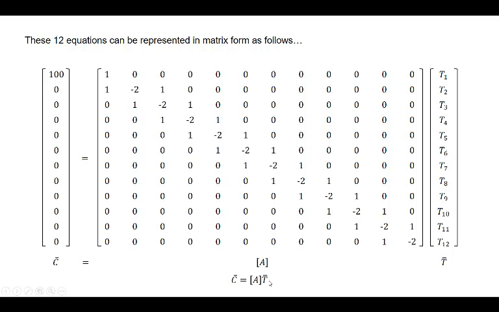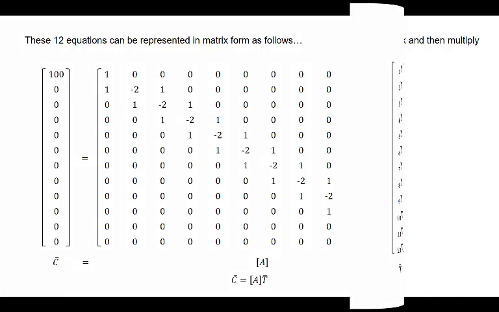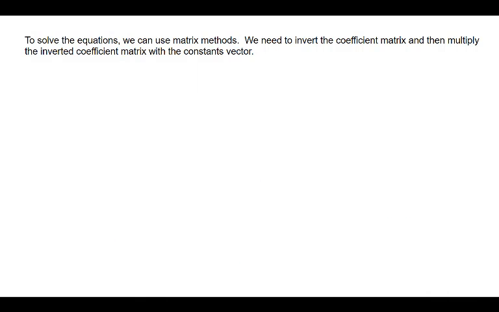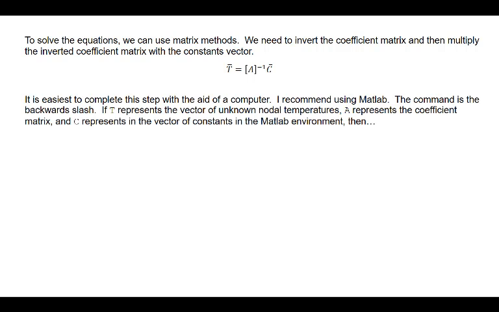Symbolically, this matrix representation can be represented as follows. The constant vector is equal to the coefficient matrix times the unknown temperature vector. To solve the equations, we can use matrix methods. We need to invert the coefficient matrix and then multiply the inverted coefficient matrix with the constants vector. It is easiest to complete this step with the aid of a computer.